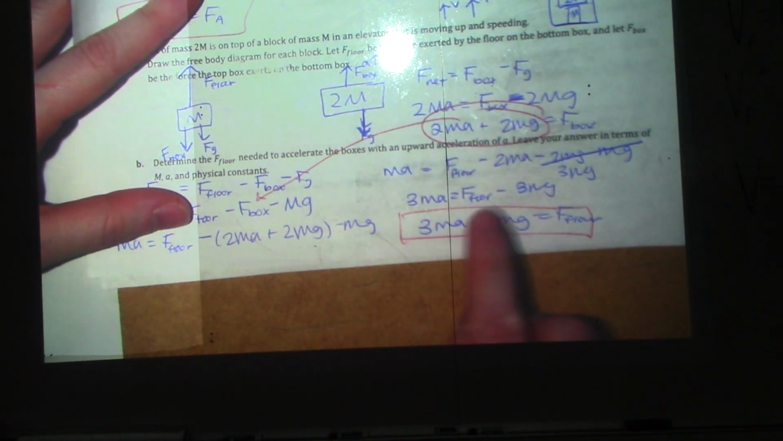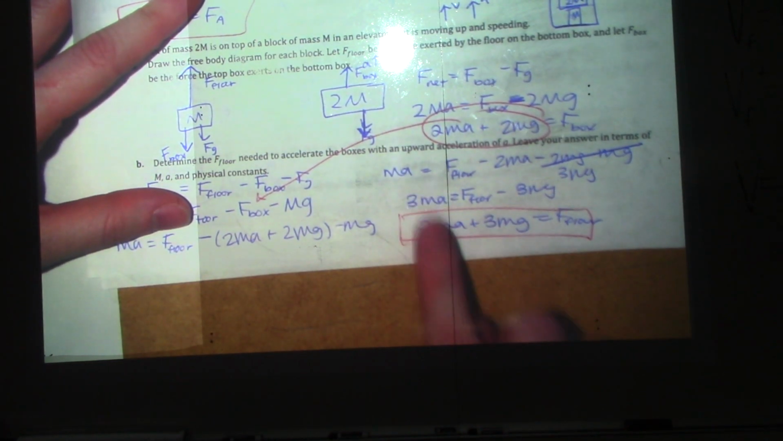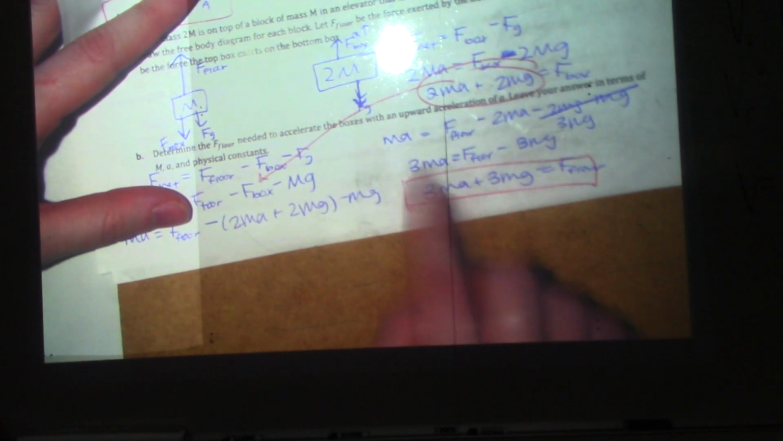Notice this one is different than this one. Here, my floor is my gravity force plus my upward net force, which you can think about of the system with the acceleration. Here, it's my gravity force minus what the net force on the system is to get the missing floor.